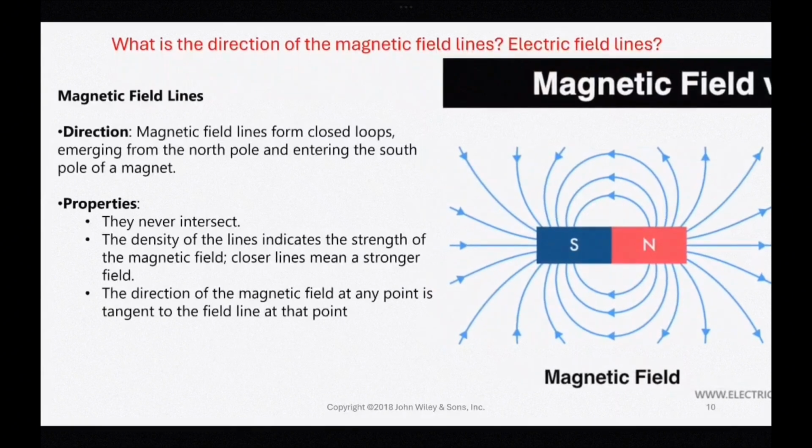Why? For the magnetic field, the direction lines form closed loops. They emerge from the North Pole on this end, entering the South Pole. Now, they never intersect, and they indicate the strength of a certain magnetic field: closer lines mean a stronger field, and open lines are weaker. Now, the direction of the magnetic field at any point is tangent to the field line at that point.